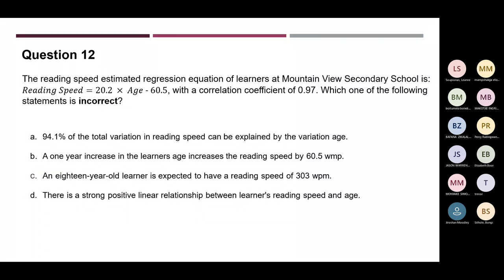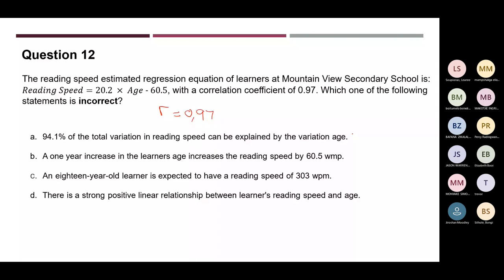The reading speed estimated regression equation of learners at Mount View Secondary School is given by this equation. The reading speed is equal to 20.2 times the age minus 60.5, with the correlation coefficient of 0.97. So it means our R is 0.97. Which one of the following statements is correct? Number A, they are asking you to calculate R squared and interpret.